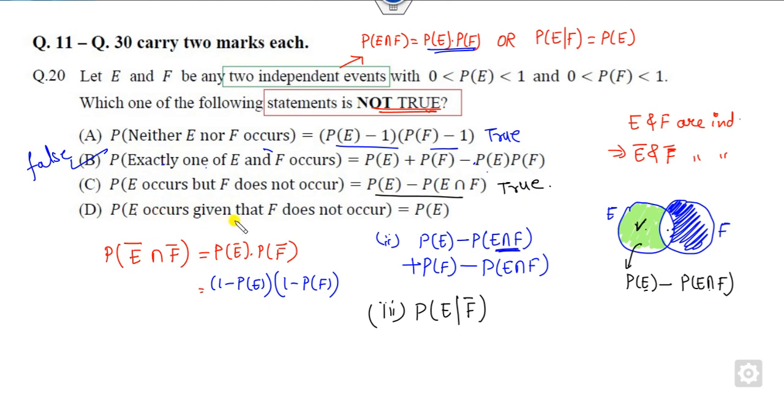E occurs given that F does not occur. Since they are independent, you can write this value as nothing but P(E), because you all know that these are complements. So this is also a true statement. So the only incorrect option is B, which is the right answer.